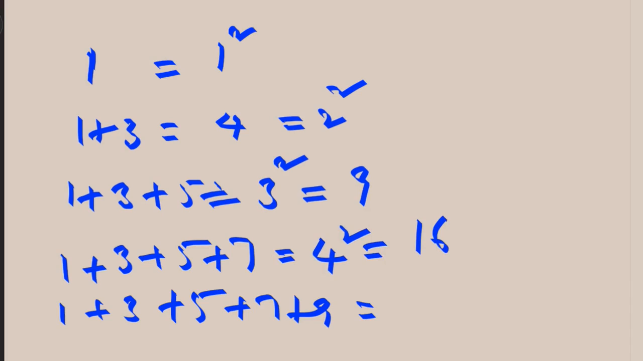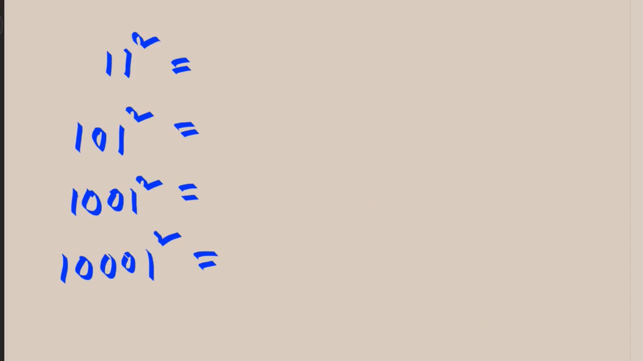And here the sum of 5 successive odd numbers is 5 square. So this pattern is very interesting. You can follow this one. If anybody asks the sum of 10 successive odd numbers, it is 10 square, and immediately you can give that answer, 100. This is a very useful pattern, I like it very much.